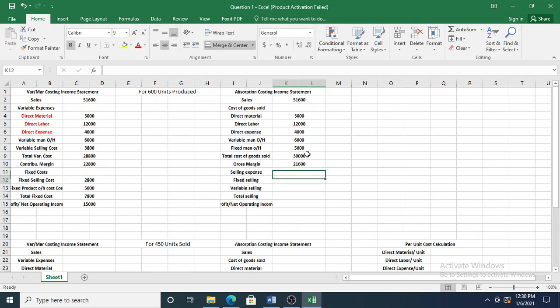Now the selling expenses are the addition. We get the selling expense by adding fixed selling to variable selling. Now the fixed selling expenses are 2,800. Variable selling are 3,800, and the total selling expenses are this plus this, which gives us 6,600.